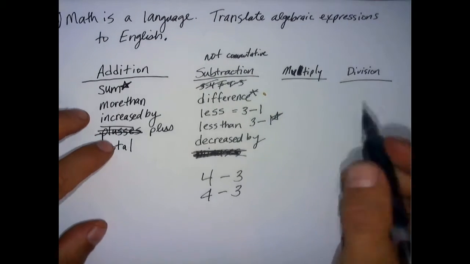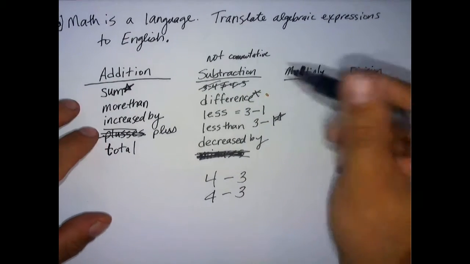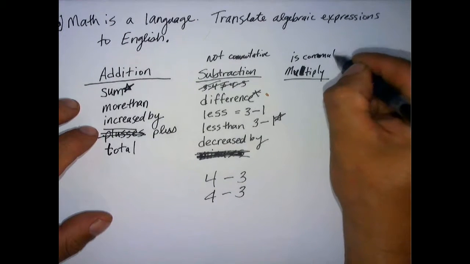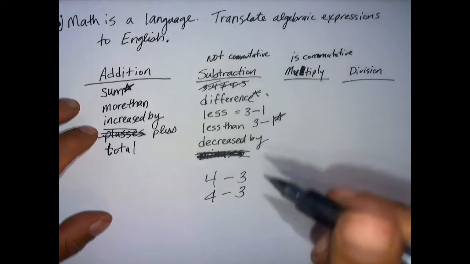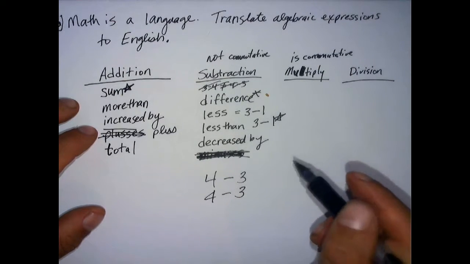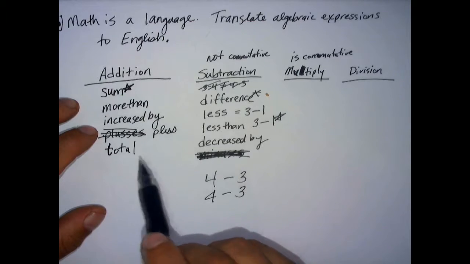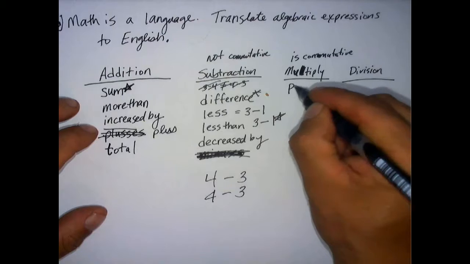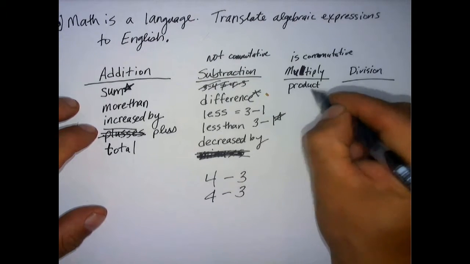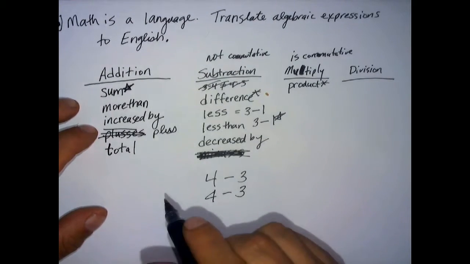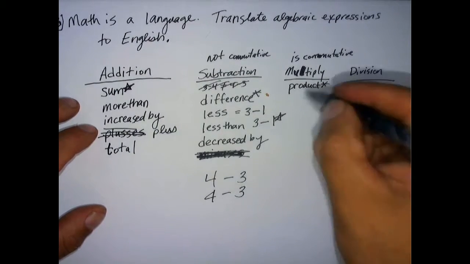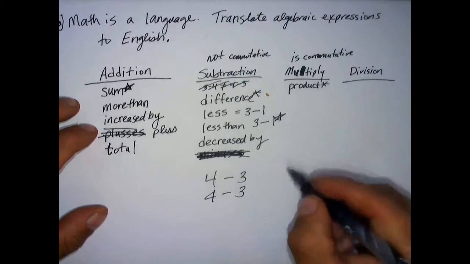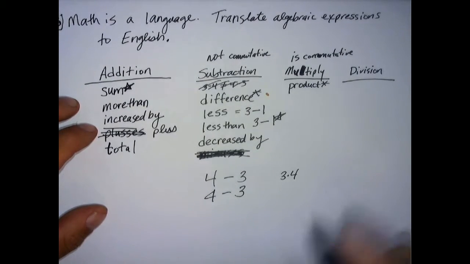Multiply. Big word. Now, multiply is easy because multiply is commutative, just like addition. And its inverse is not. Imagine that. Okay. Multiply. Product is the key word. You can always use product. The product of 3 and 4 is 12. I'm on a 3 and 4 trip today. The product of 3 and 4.